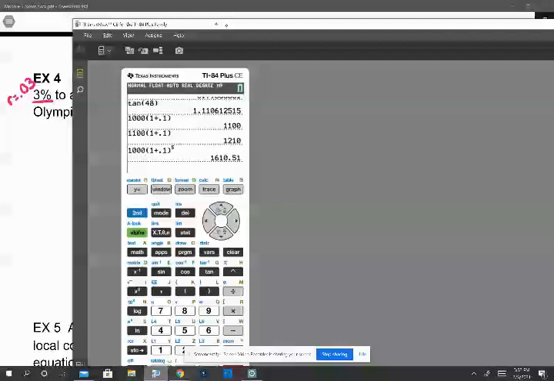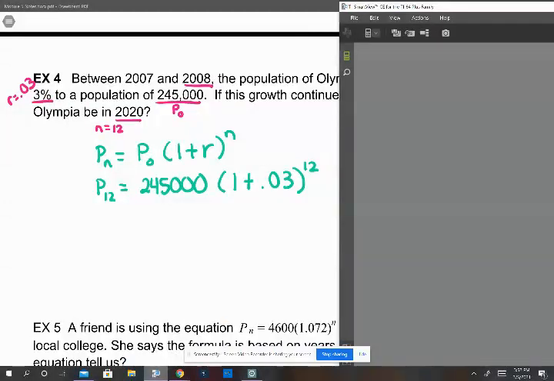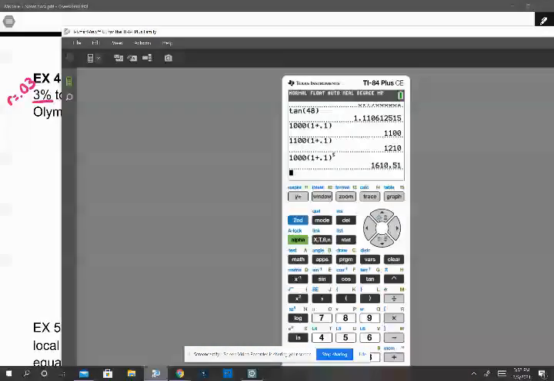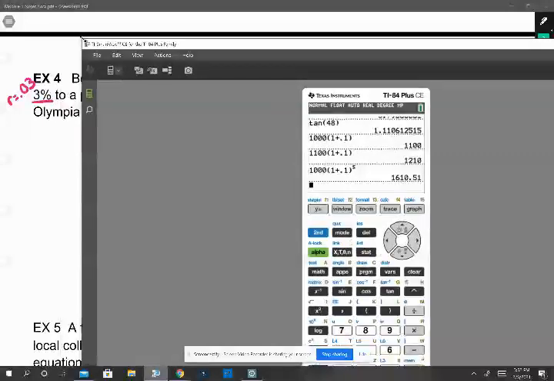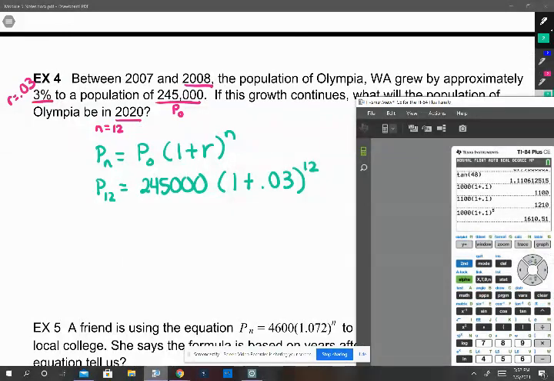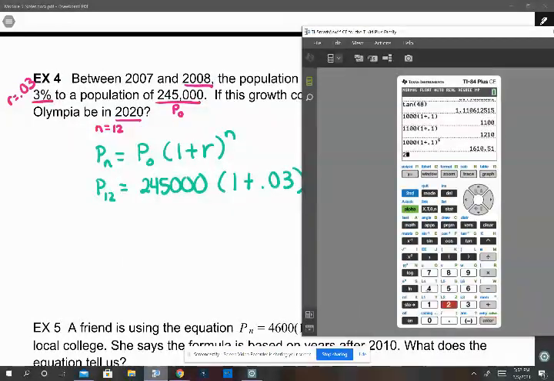So if I scoot our calculator to the other side, maybe not. I guess it's not going to let us do that. Or maybe it will. All right, so if we scoot it over to here and we put it in, we're going to go 245,000 times 1 plus 0.03, close our parentheses, and then raise it to the 12th power. And when we do that, that tells us that our population is going to be 349,311.